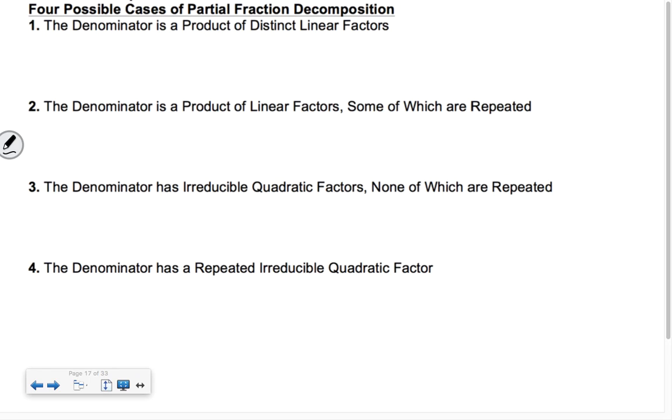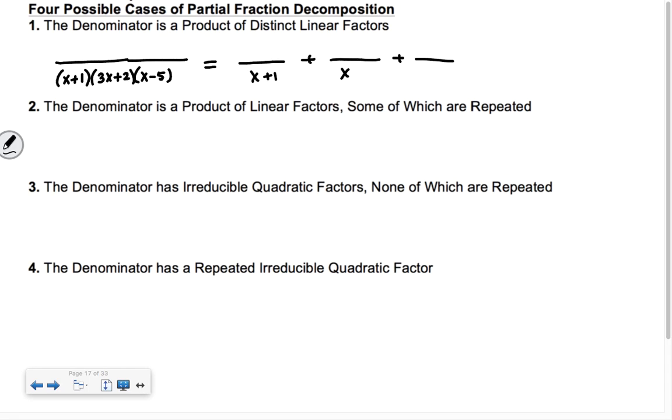So it says, number 1, the denominator is a product of distinct linear factors. Okay, so if you're able to factor the denominator into something like x plus 1 times 3x plus 2 times x minus 5, those are all linear factors. They're all x to the first, right? So that means when we break it apart into separate fractions, we're going to have their pieces, x plus 1, 3x plus 2, and x minus 5.